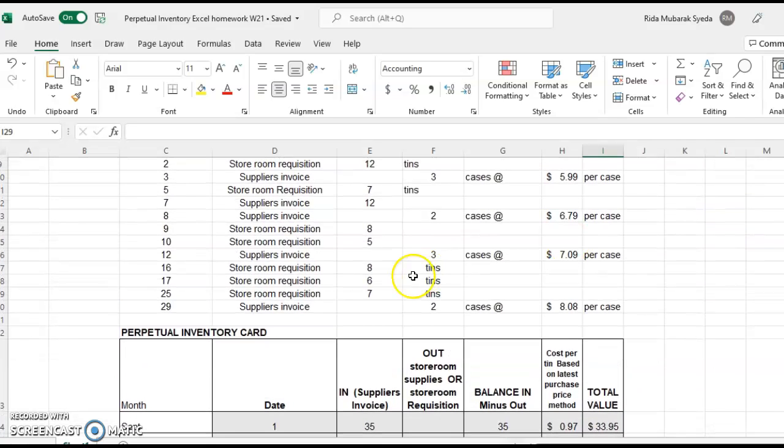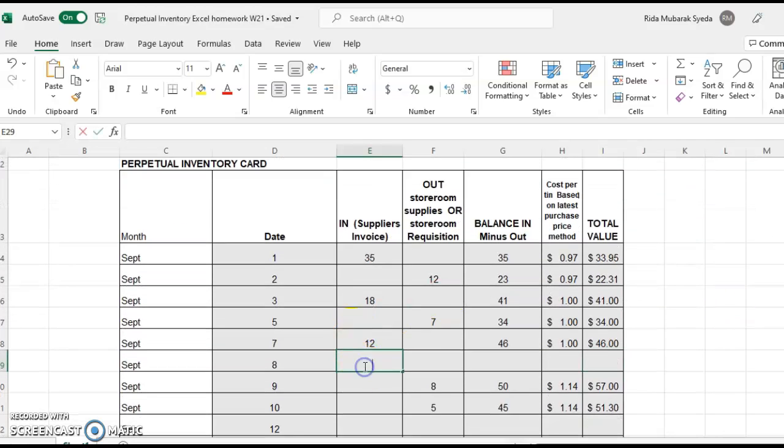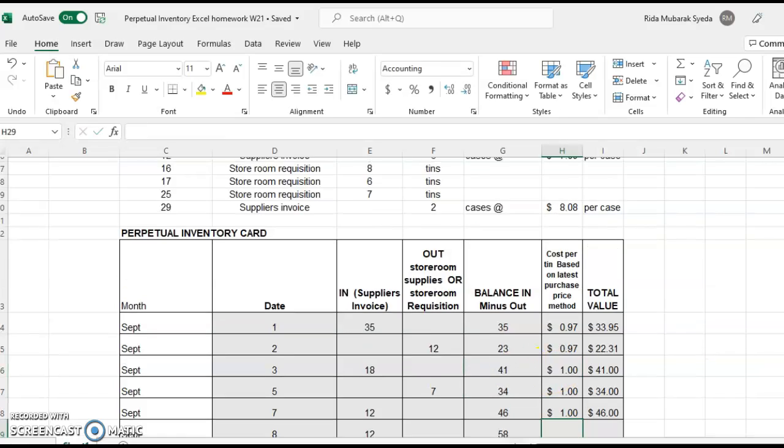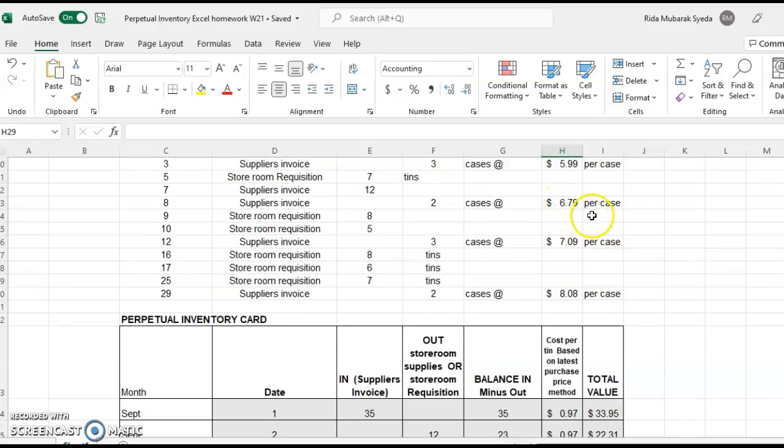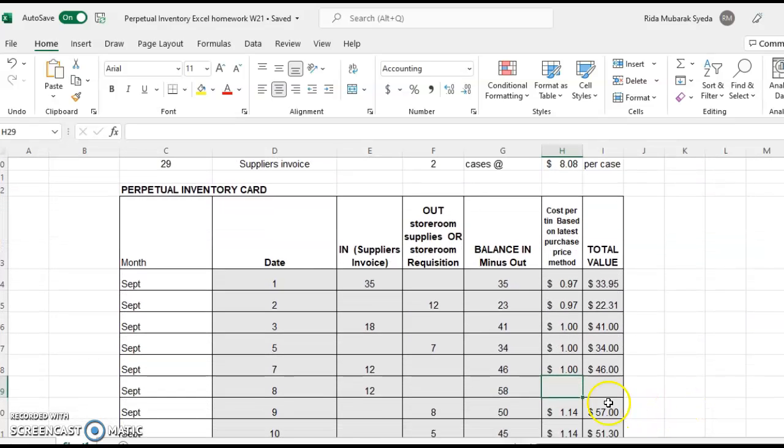Okay, September 8, we have 2 cases coming in. As we said before, one case is 6 cans, so 2 times 6 gives us 12 again. So we have an additional 12 cans in, and when we add that to 46, we get 58 as our balance in. And since we did make a purchase and we have a new price, we'll do the same thing over here. So that is equal to 679 divided by 6, enter, and we get 113.